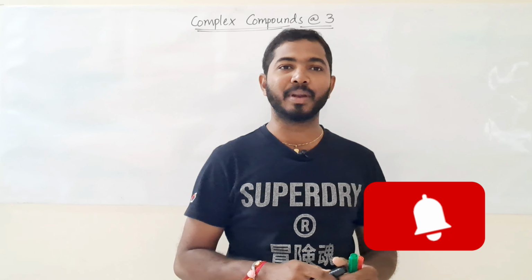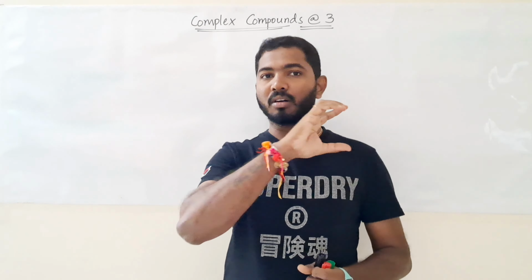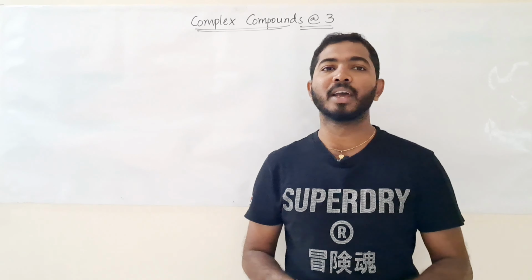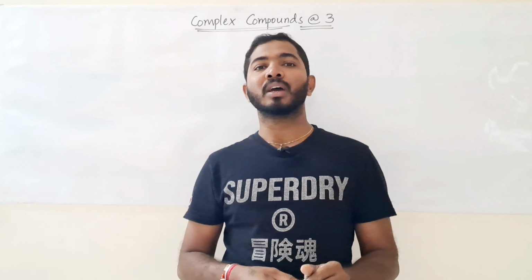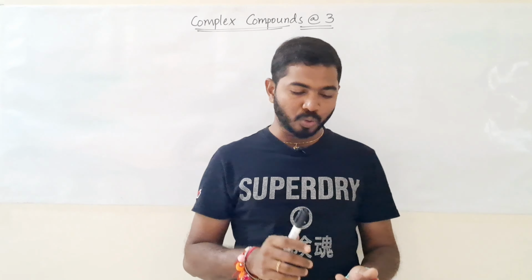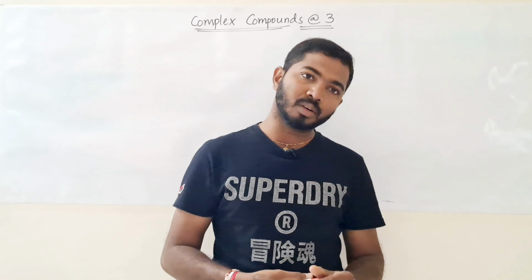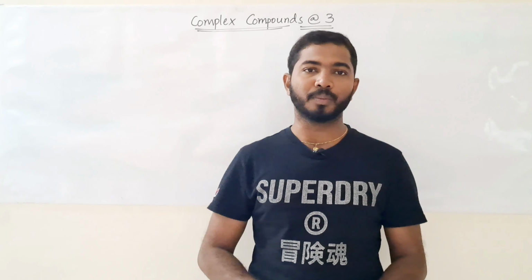In my previous video, I discussed the types of complexes based upon the types of ligands. If all the ligands are of only one type, they are called homoleptic, and if we have more than one type of ligand, we call them heteroleptic complexes. So in today's video, I am going to talk about some more types of complexes based upon some particular criteria. So let's start our video.